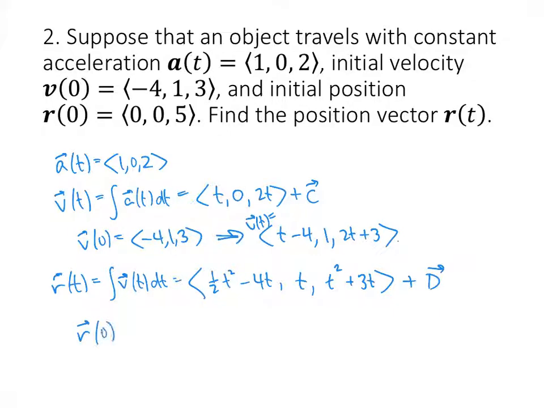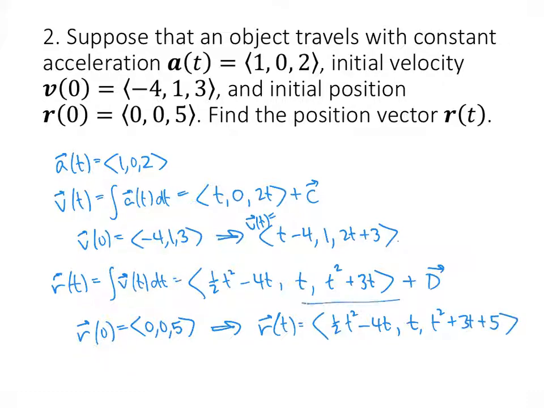We know that r of 0 is the vector 0, 0, 5. So again, plugging 0 into this formula for r of t, we end up seeing that r of t is 1/2 t squared minus 4t plus 0, t plus 0, and then t squared plus 3t plus 5. And that's the position vector that we're looking for.